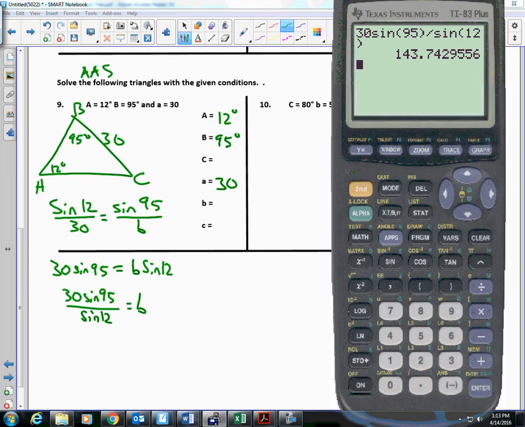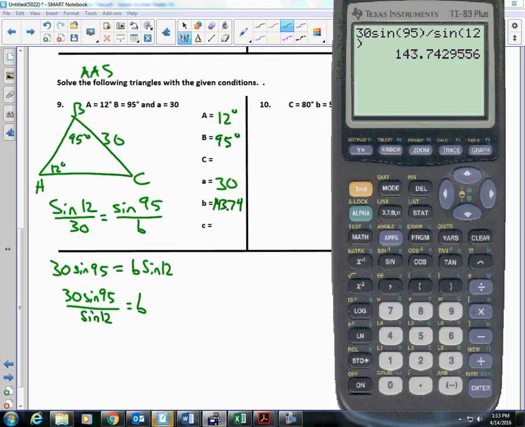Why is it reasonable? It is the biggest angle because it's 95 degrees, so it should have a side larger than 30. That was 12, which is really small. So it seems like that's reasonable.